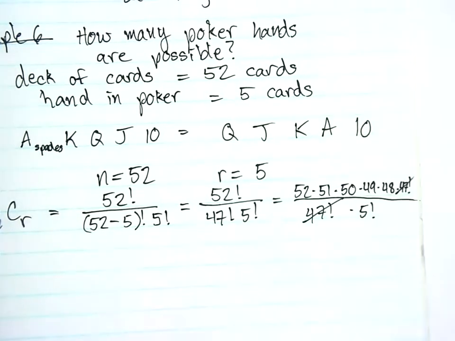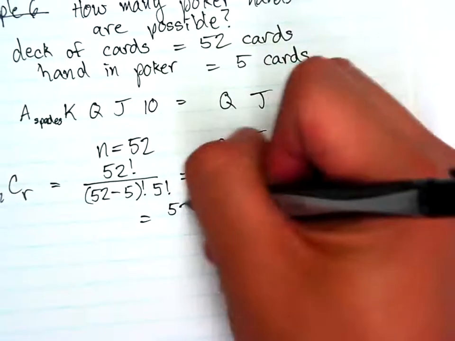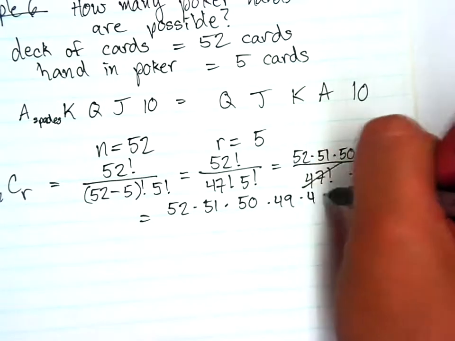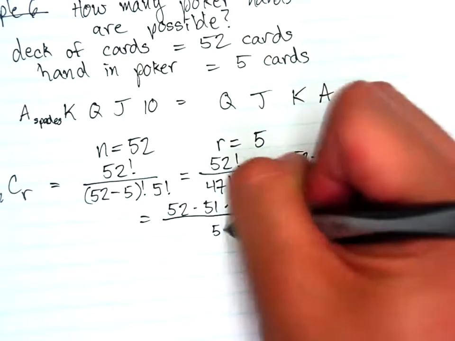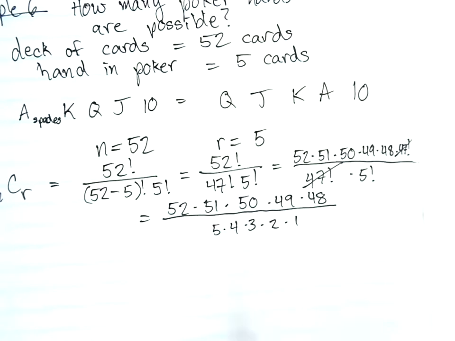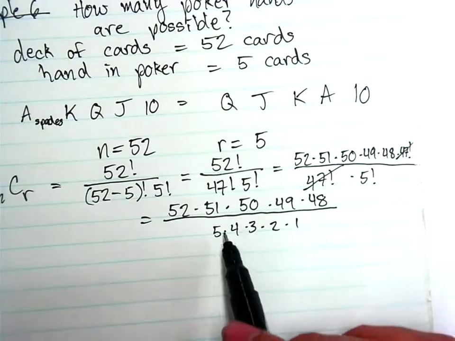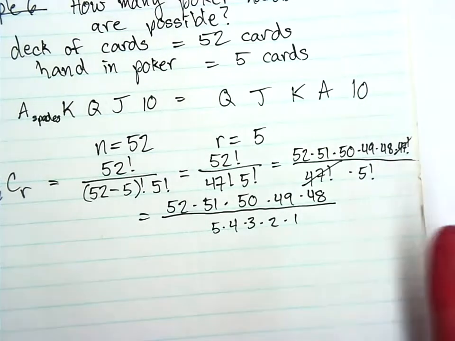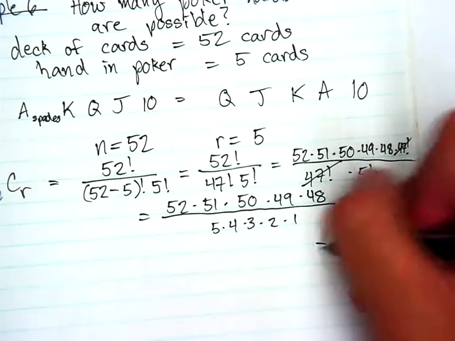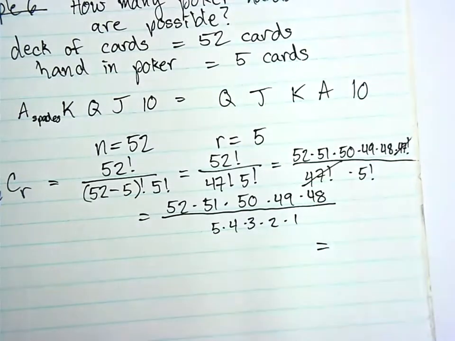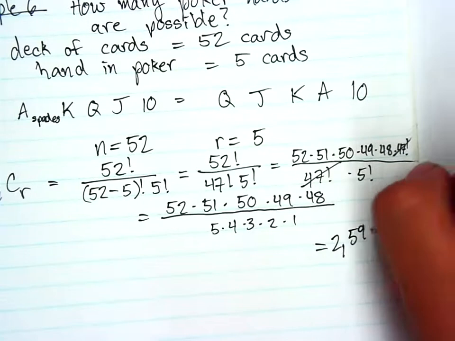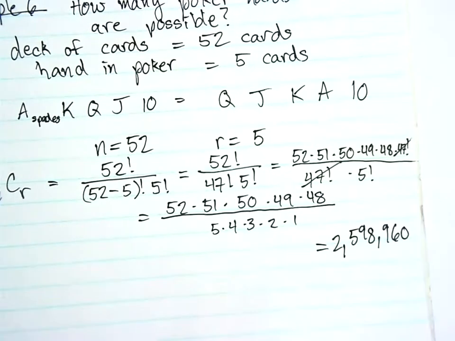47 factorial cancels. I'm left with 52 times 51 times 50 times 49 times 48. Let's see if we can simplify any further. 5 times 4 times 3 times 2 times 1. 5 times 4 is going to give me 20. 20 times 3 is 60. 60 times 2 is 120. So I can simplify a little further, but really this is a problem for the calculator. And the total number of poker hands out of all those 52 cards is going to be 2,598,960. If we had considered permutations, that number would probably be a lot bigger.